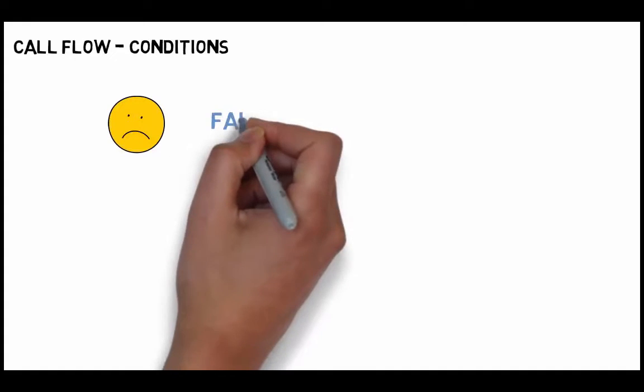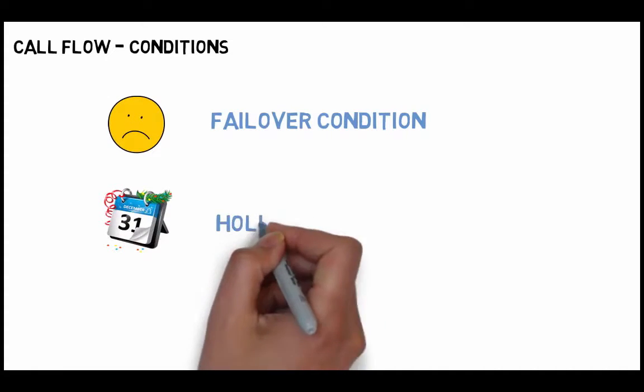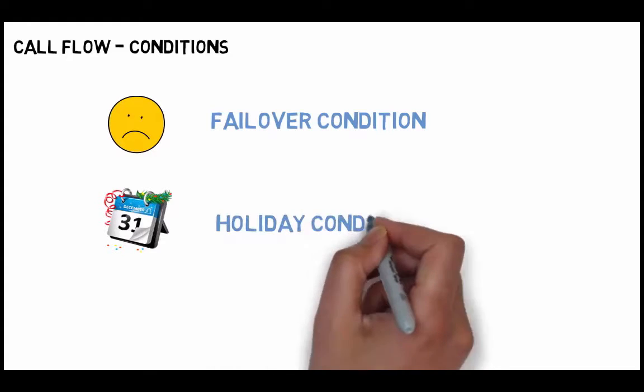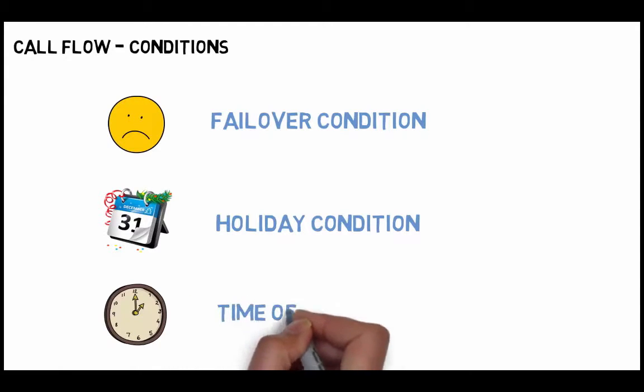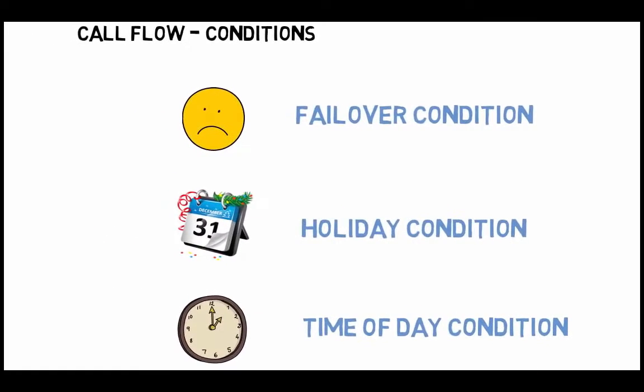We talked about condition 1, which is the failover condition that occurs when the system is down. Next, we covered condition 2, the holiday condition, where on a holiday, calls are sent to a holiday IVR. Next, we went over the time of day condition. This condition decides where the call will be sent depending on the day of the week and the time of day. This concludes the condition portion of the call.